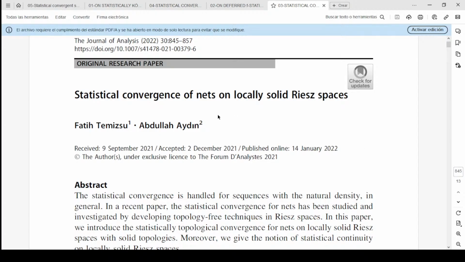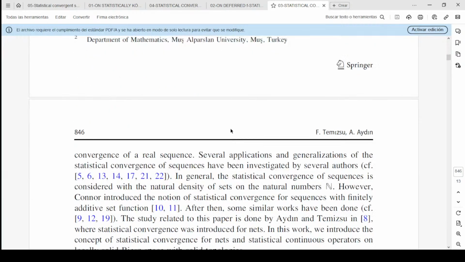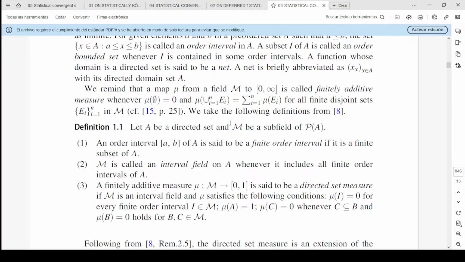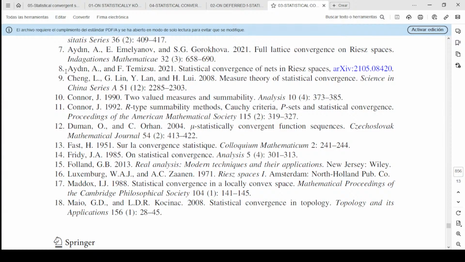As you know, the concept of net generalizes the concept of a sequence. So since the concept of a net is related to the concept of measure, we give a definition from another paper that we published earlier, statistical convergence of nets in real spaces.